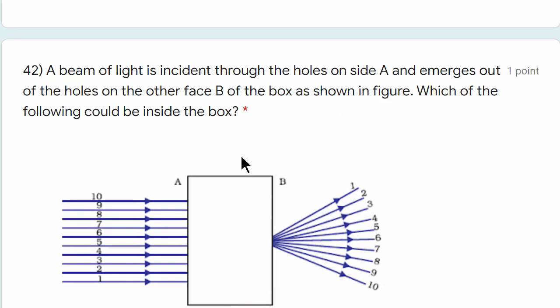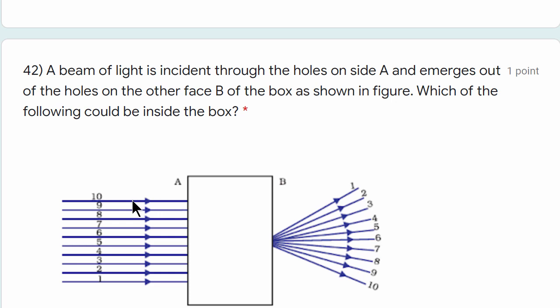Alright, this is a very interesting question. So let's look at this question. There is a box and there are 10 rays like this, and this is what we see on the other side of the box. Now the question is, what's inside the box? A beam of light is incident through the holes on side A, which is this side, and emerges out of the holes on the other side of the box, face B. What's inside the box? So if you actually click this and submit, the answer suggests it's a concave lens, but that's wrong.